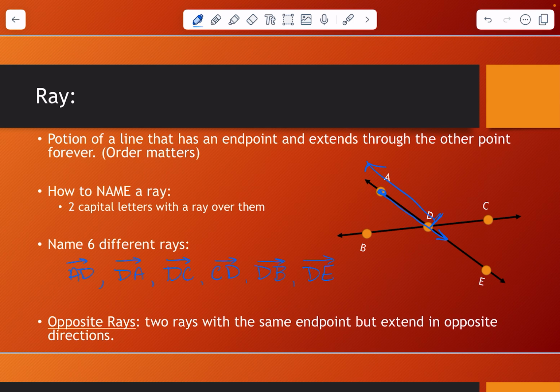Okay, so opposite rays, for example, if I wanted opposite rays here, I could say DA and DE are opposite rays because DE starts at D and goes this direction. DA starts at D and goes this direction. They have the same endpoint, but they go in opposite directions forever.